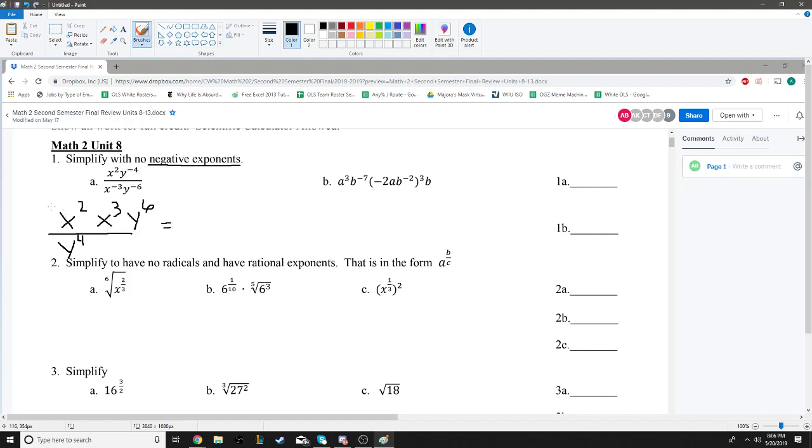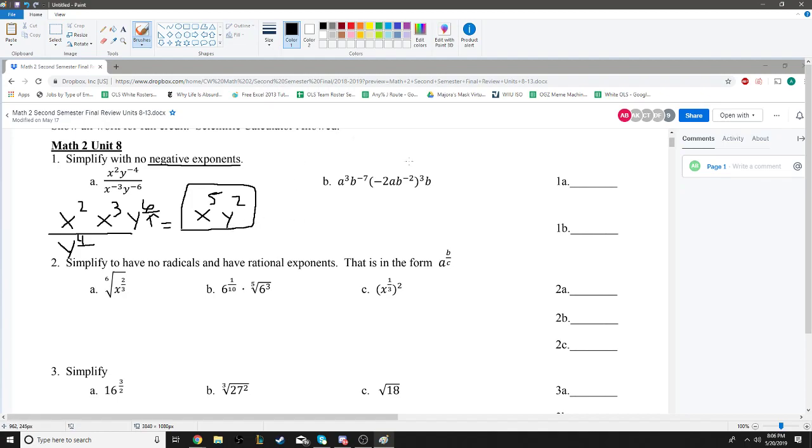If they're on the same side, like the x's, you add the exponents, that becomes x to the 5th. If they are on opposite sides of the fraction bar, then you subtract the exponents. So 6 minus 4 is equal to 2, and we know it goes on top of the fraction bar because the bigger number was on top. So that is our answer. No fraction left.